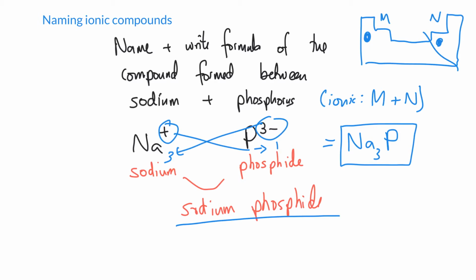So let's do one more, and then I'll give you one to try. Let's bring up a new slide. Okay, so how about this one here? What do you get in terms of the name and formula when you react magnesium with, oh gosh, what would be a good one? How about sulfur?